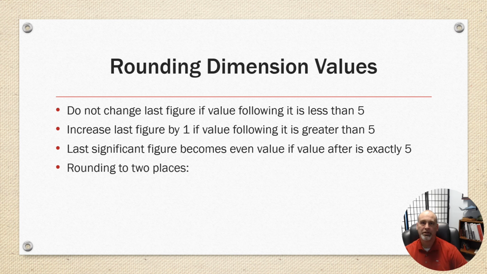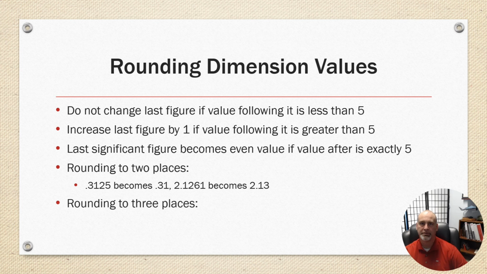Rounding to 2 places for this example, 0.3125 becomes 0.31. 2.1261 becomes 2.13. Rounding to 3 places, 0.31250 becomes 0.312, and 0.43750 becomes 0.438 as we round it up.